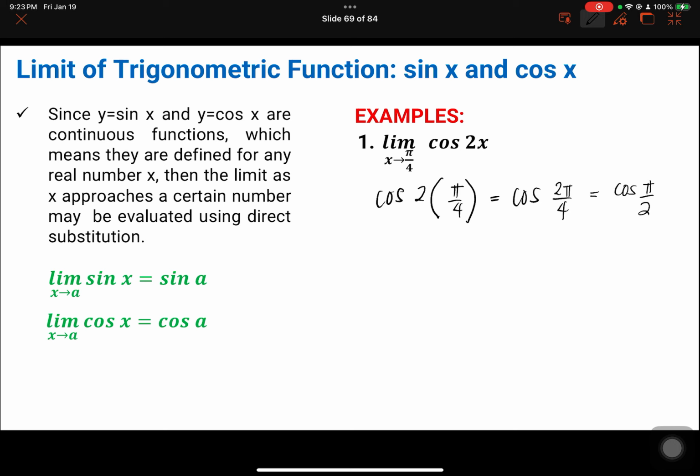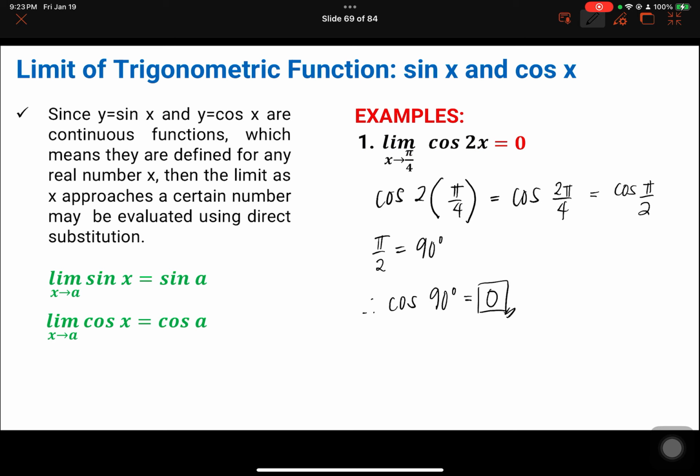So if naka-radian tayo, we can convert it to degrees kasi alam natin yung special angle sa degrees, di ba? So pi over 2 is equivalent to 90 degrees. So 180 divided by 2 is 90 degrees. Therefore, cosine 90 degrees is equal to 0. Therefore, the limit of this function, cosine 2x as x approaches pi over 4, is equal to 0.